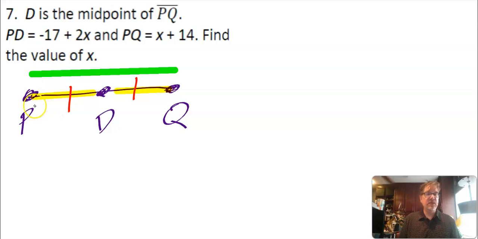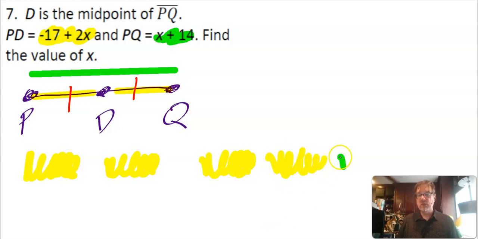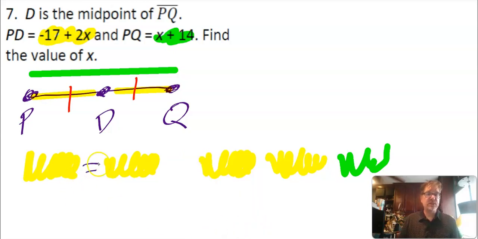So PD, that's yellow, is negative 17 plus 2x. PQ is the whole thing, that's green. So x plus 14 is green. Let's find the value of x. So I want to create and solve an equation. Well, from this diagram, I know yellow and yellow are equal, and yellow plus yellow equals green. These are the two equations I can make from a segment bisector.